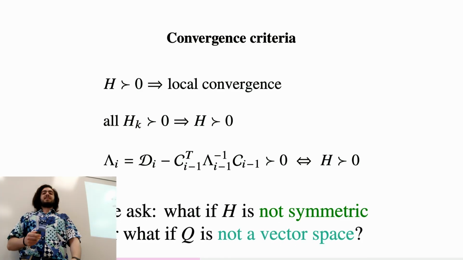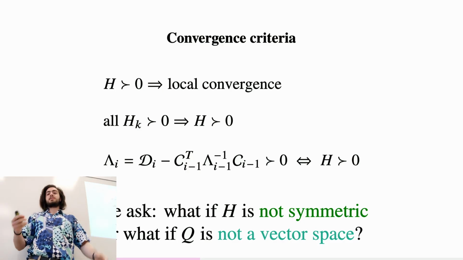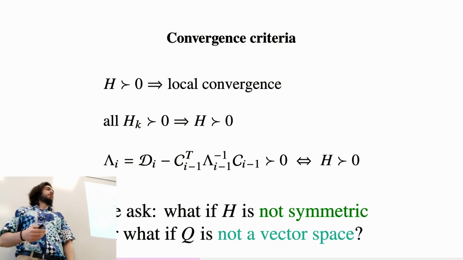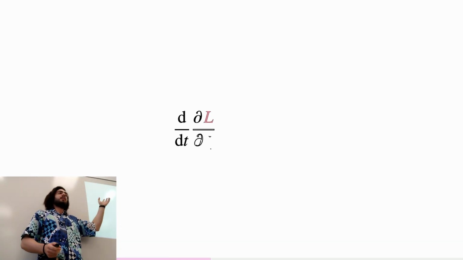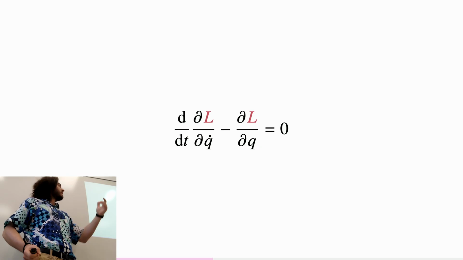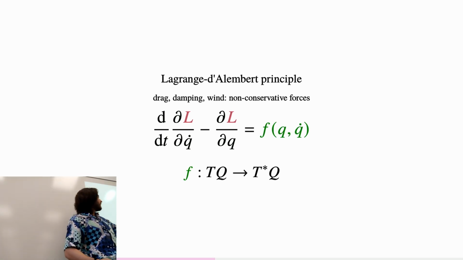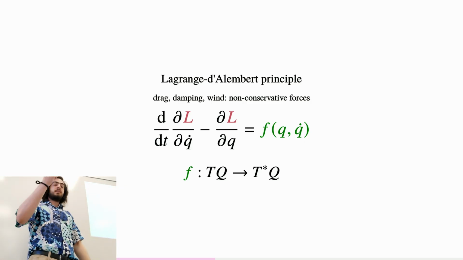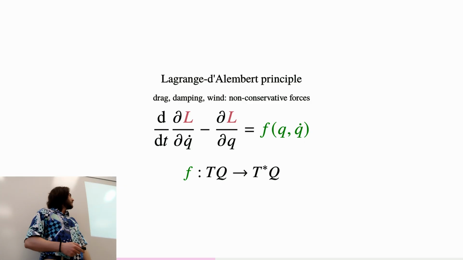The contribution of the thesis is in extending this algorithm to non-symmetric systems, such as force systems, and to non-vector space configuration manifolds. Let's start with force systems. So, the force system formulation is an alternative Lagrangian formulation where instead of having the Euler-Lagrange equations, we are going to add a force here, where the force is defined as a fiber-preserving function from the tangent bundle to the cotangent bundle.